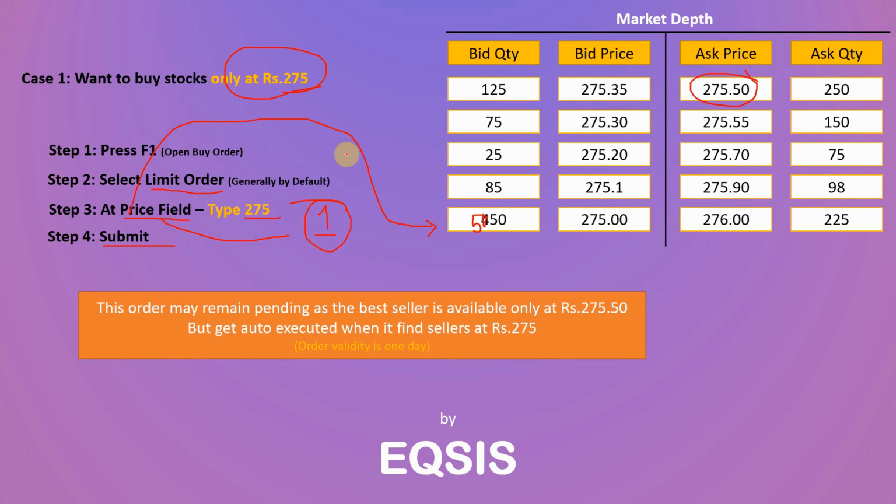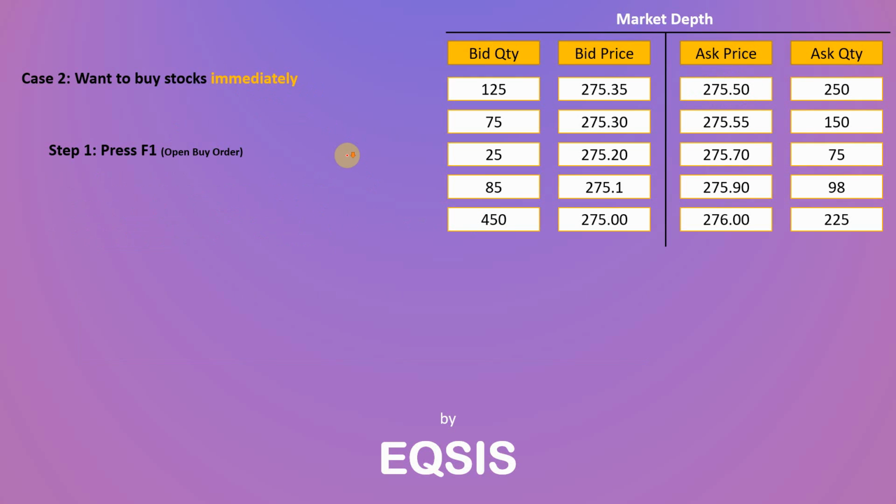But this is true only when you want to go for a hard bargain, let the price come down to buy. Then you limit yourself to 275. Sometimes you may be interested in buying the stock immediately. It's a different case. If you really want to buy the stock immediately, then you should choose a buy order again, which is F1. But remember, this time don't go for a limit order. Rather, this time you should go for a market order.